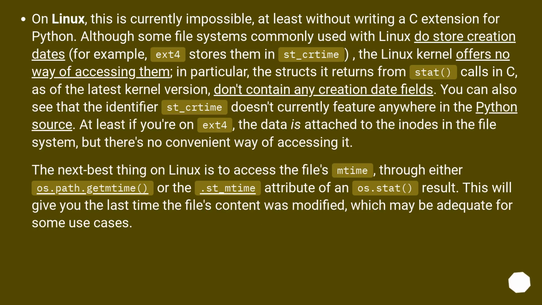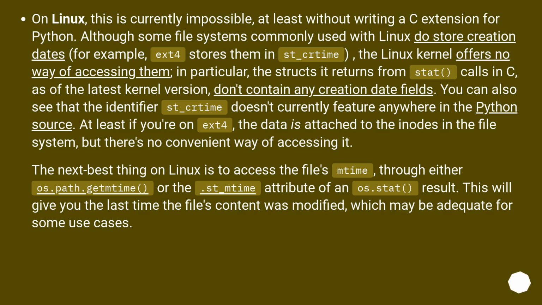On Linux, this is currently impossible, at least without writing a C extension for Python. Although some file systems commonly used with Linux do store creation dates, for example, ext4 stores them in st_crtime, the Linux kernel offers no way of accessing them. In particular, the structs it returns from stat calls in C, as of the latest kernel version, don't contain any creation date fields. You can also see that the identifier st_crtime doesn't currently feature anywhere in the Python source.